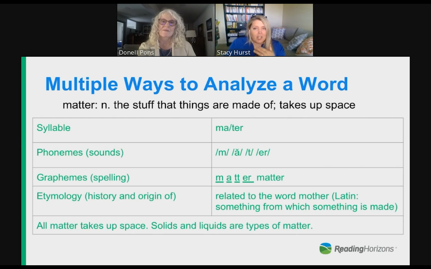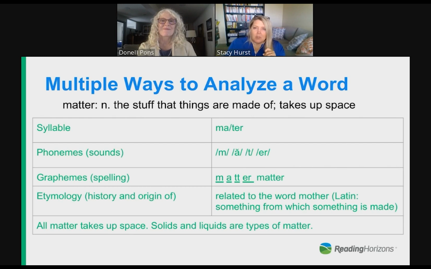Now, etymologically, this is really cool because the meaning of matter is literally the stuff that things are made of. It takes up space, right? That's what the scientific standard would want us to take away from that.